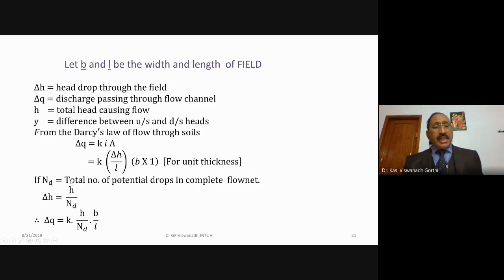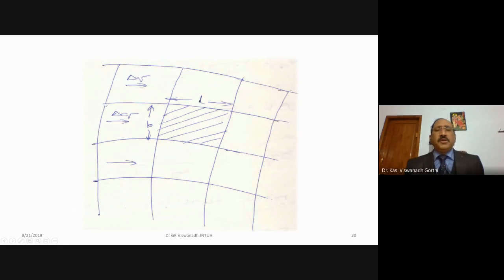If ND is the total number of potential drops in the complete flow net, then delta H will be equal to total H, the total head which is causing the flow, divided by ND, the potential drops. What is this potential drop? From one potential line to the other potential line, there is a head drop of delta H. Once again, from here to here, another head drop of delta H. From this point to this point, another delta H is the head drop.